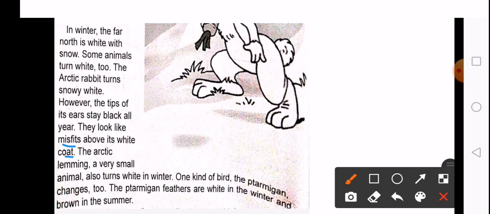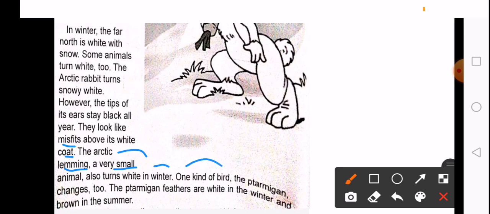So the Arctic lemming, a very small animal. This is another animal, okay? And first we have the rabbit. Now we have what? Lemming. Also turns white in winter. This is the second animal. It turns white in winter.